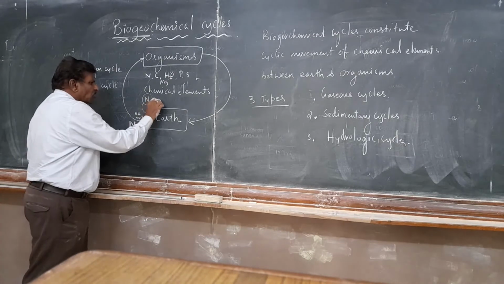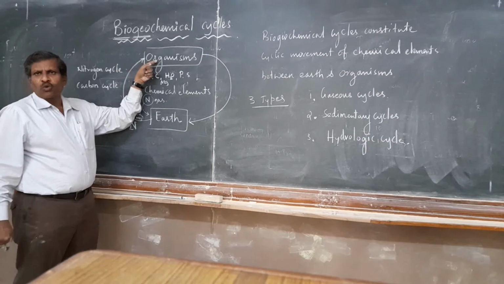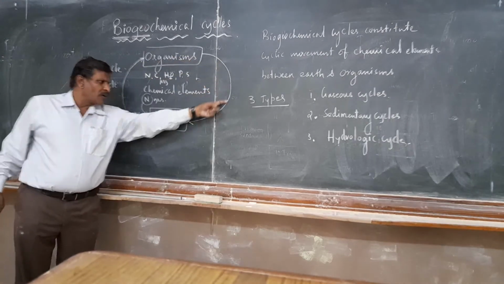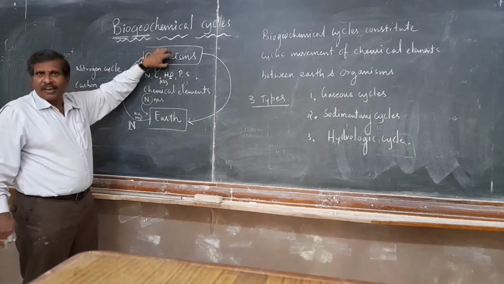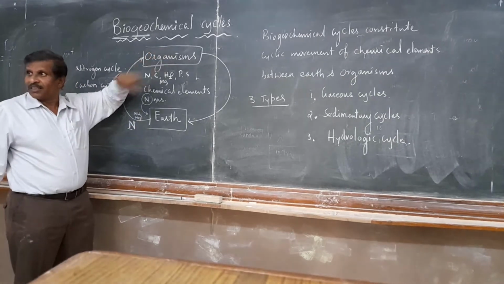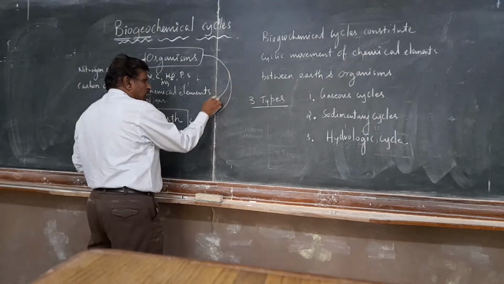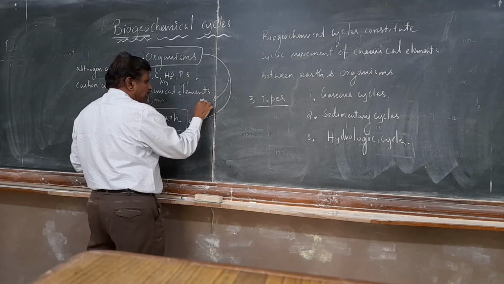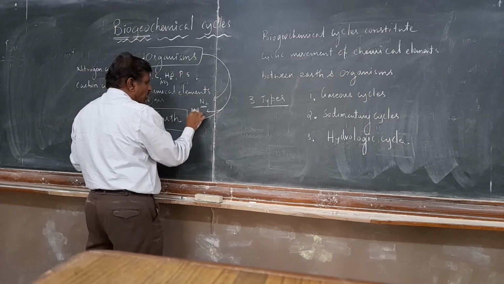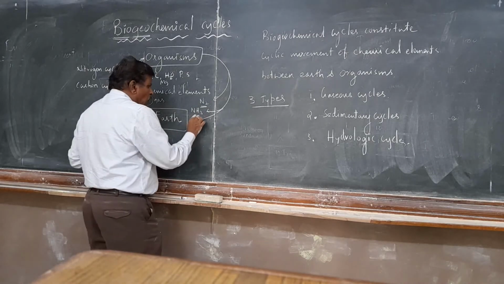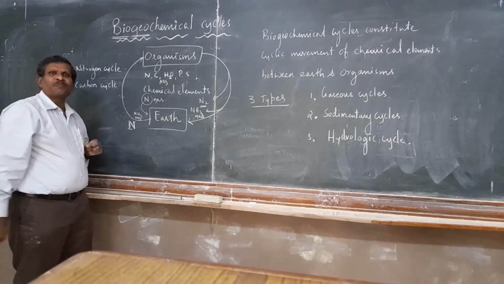Okay, the nitrogen gas that is present in the earth is going to move from earth to organisms and again from organisms back to the earth. What exactly happens is when the death and decay of the organisms take place, the nitrogen present in the organisms may be directly released as nitrogen gas, or it may be released in the form of ammonia gas. Here the cyclic movement occurs in the form of gas.